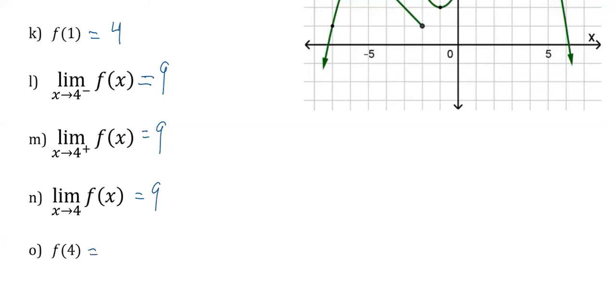But f(4) has no value. So we're going to say does not exist. That's something we generally reserve for limits. But in this case, it's fine to say that about the function as well.